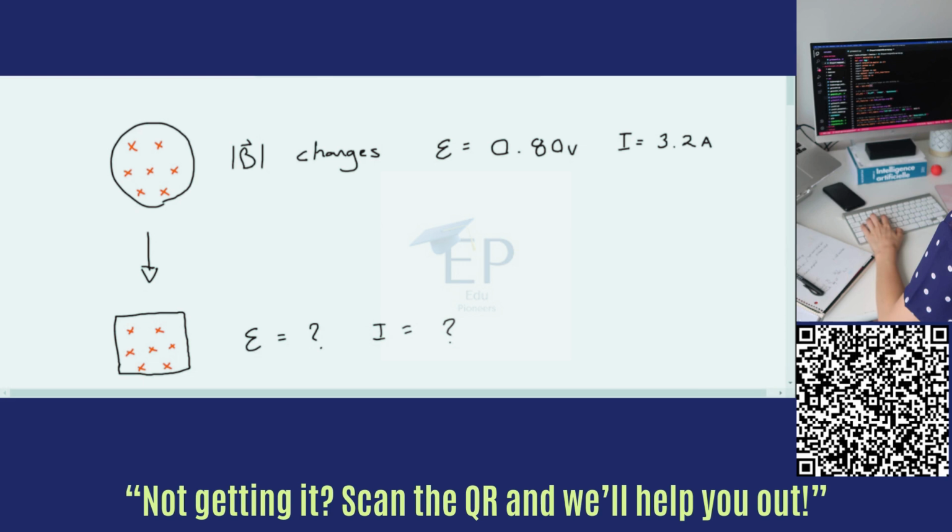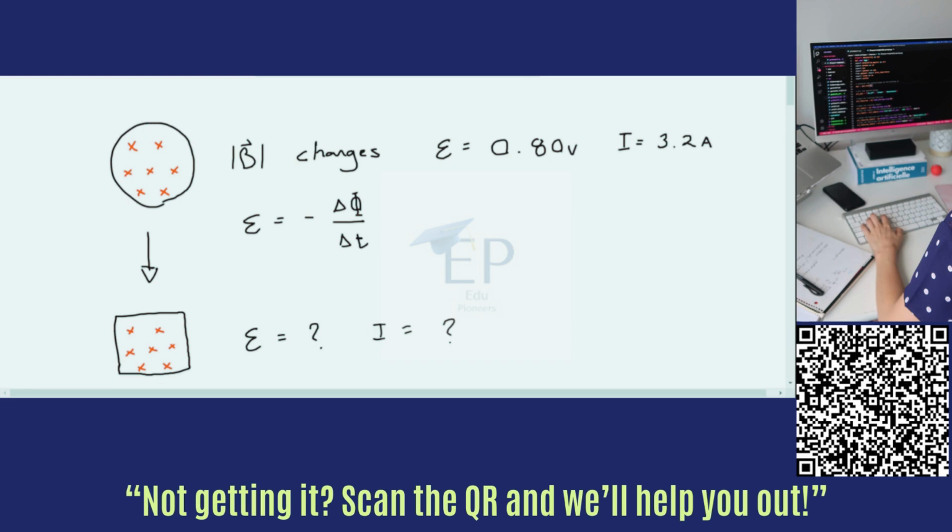In this example, we have a circular loop here in a uniform magnetic field, and this field is changing over time, so the magnitude is changing. And because of that, we have a change in flux. So if we remember from Faraday's law, it says that if there's a change in flux, we're going to have an induced EMF. And the magnitude of that induced EMF is 0.8 volts.